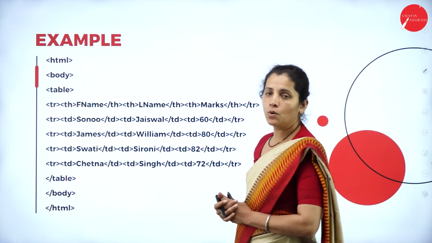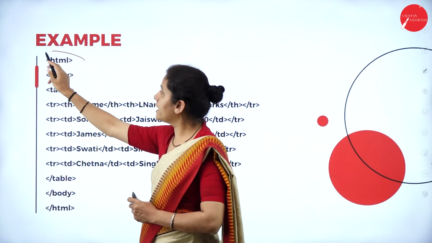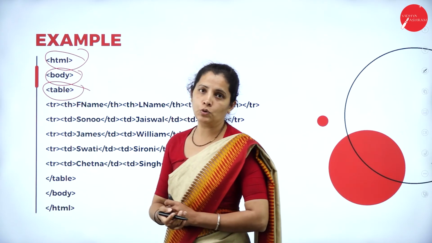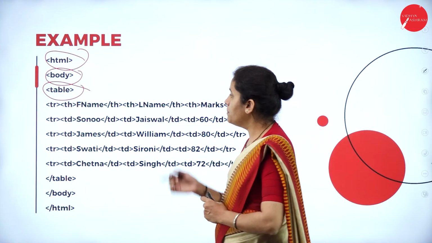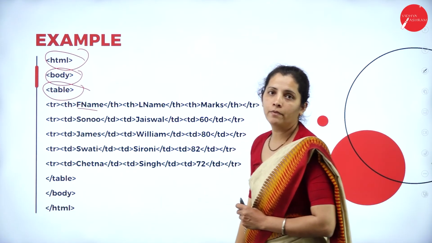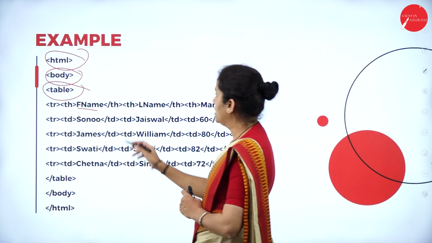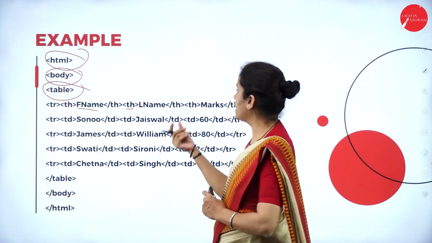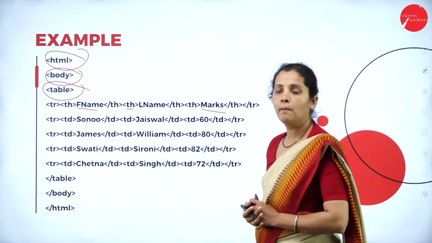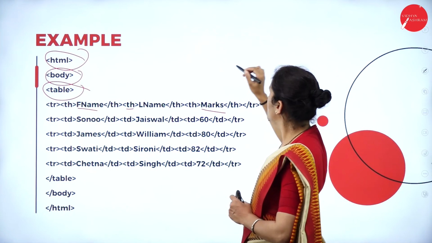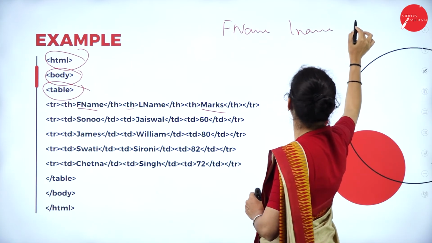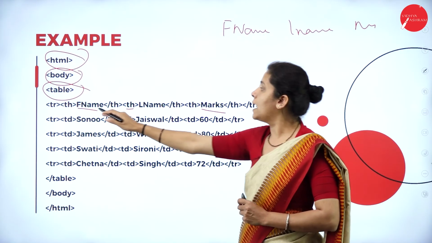Now let me consider one simple program here. This is my HTML tag and I'll start with the body. Then I have the table, and I'm going to start the table. In my table, what do I have? I must have F name, that is first name. Then in my second column, that's nothing but L name. Then the third one is the marks. So this is nothing but the heading. So I have F name, L name, then I must have the marks. To write this, I'm using th.